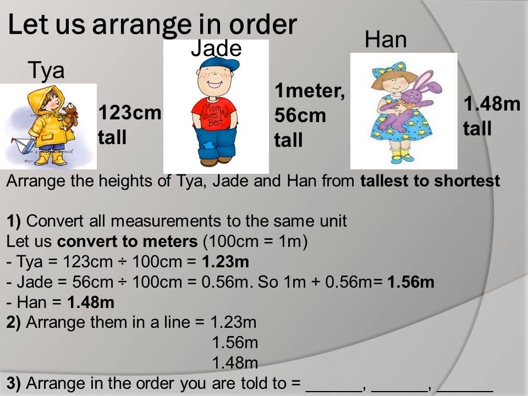It's saying we should arrange from tallest to shortest. That means biggest to smallest. So what's the next number that is biggest in the tenths place value? 5. So 5 is the biggest. That means 1.56 must be the biggest number. He must be the tallest. Who has 1.56? Jade. So Jade must be the tallest. Now try to do the remaining two and let me see if you get the answer right.